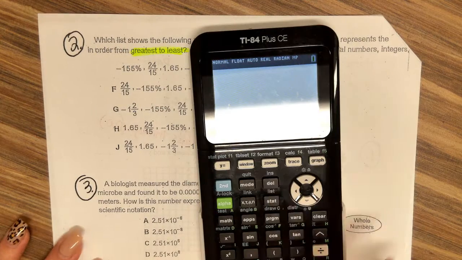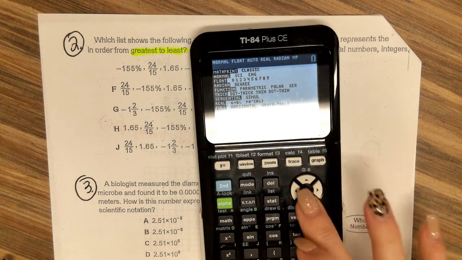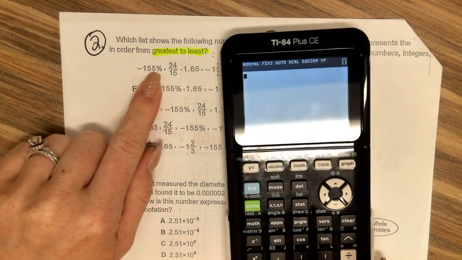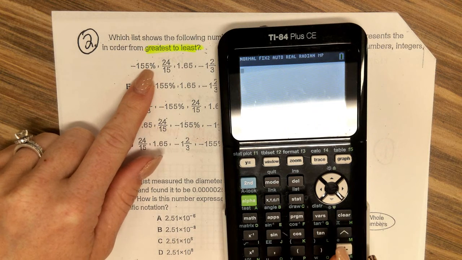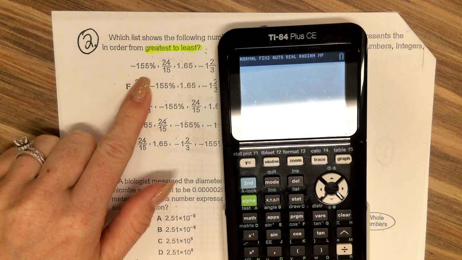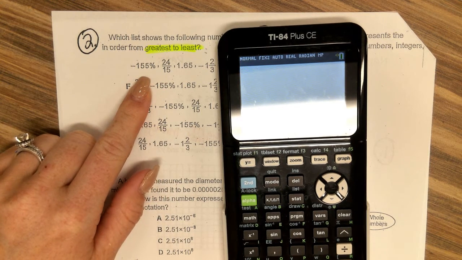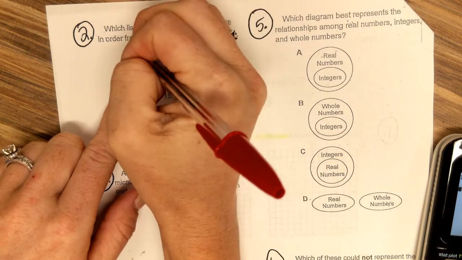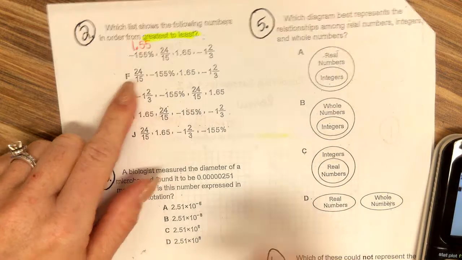Okay, so if I go to mode float 2, it's going to make it look like money. How do I change a percent to a decimal? Divided by 100. So 155 divided by 100 is $1.55. You should have written that either right above or right below it.